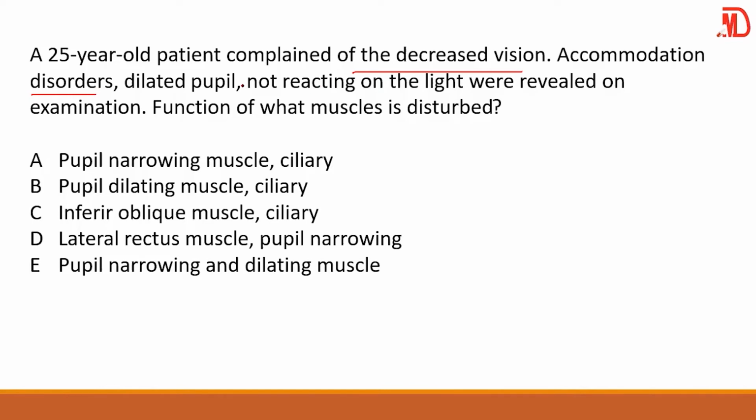Now look at it. We are having a dilated pupil, not reacting to light. Now, what function of the muscles is disturbed? Definitely, you have to know that if the pupil has been dilated and it cannot narrow, that means the narrowing of the pupil has been impaired. And again, the muscles that are involved have also been impaired.